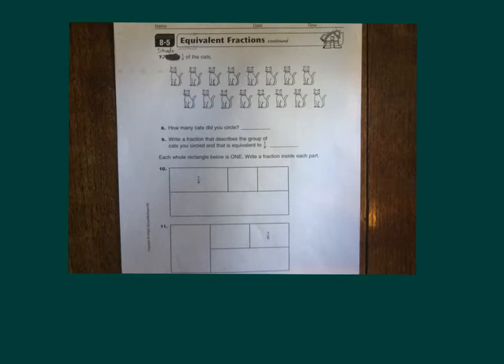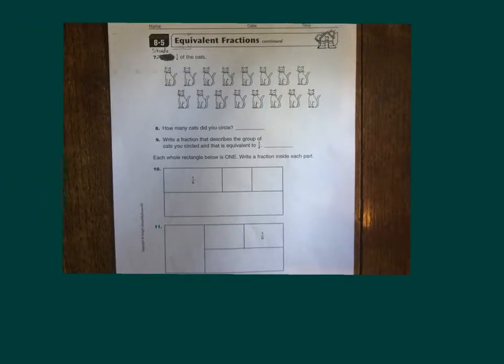The first page you need to complete is on equivalent fractions. Shade 1/4 of the cats. Then, how many cats did you circle? Write that number here. Last, write a fraction that describes the group of cats you circled that is equivalent to 1/4. You're going to basically multiply the numerator and the denominator by a number.